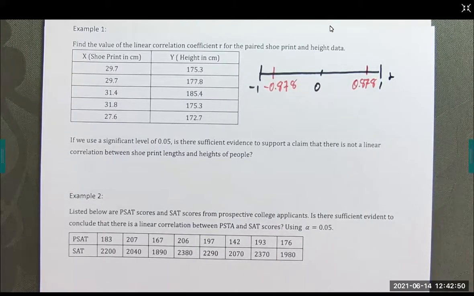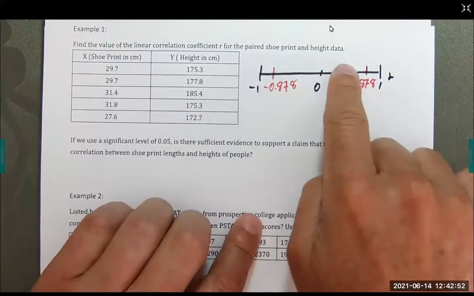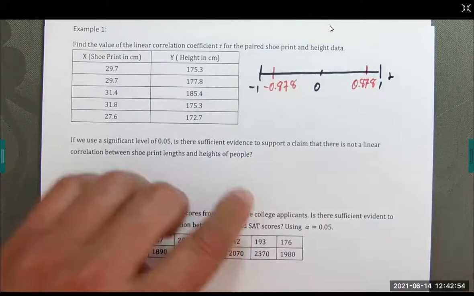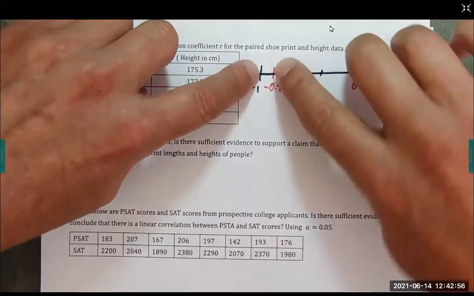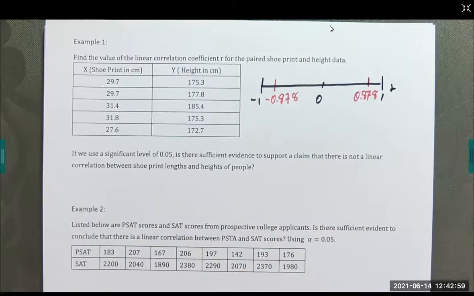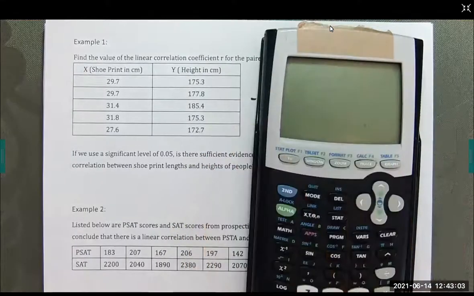So there it is. Again, if we're in between, no correlation. If we're between here and here, or between here and here, there is a linear correlation. I've previously put these into my calculator. You may need to pause the video to do that. Let me show you.